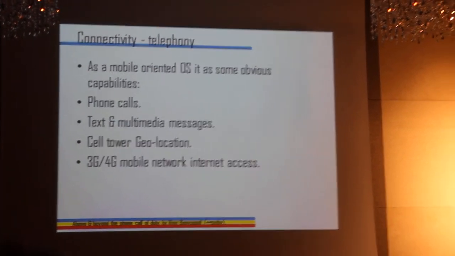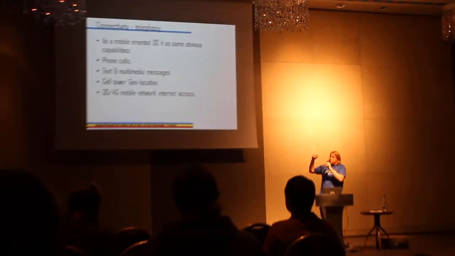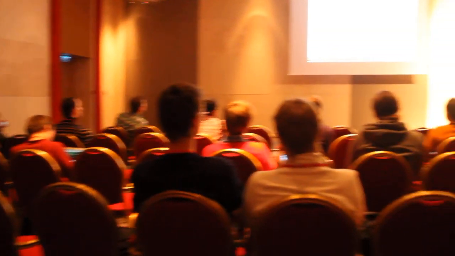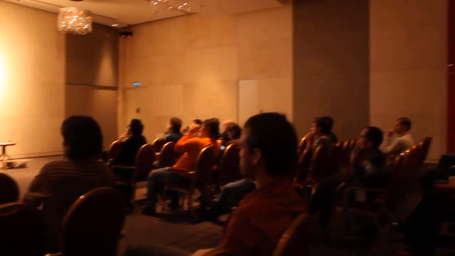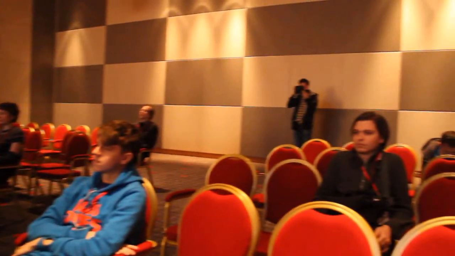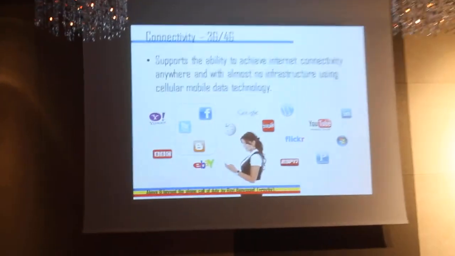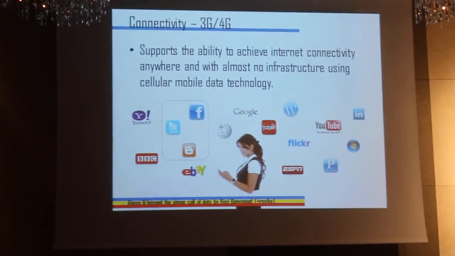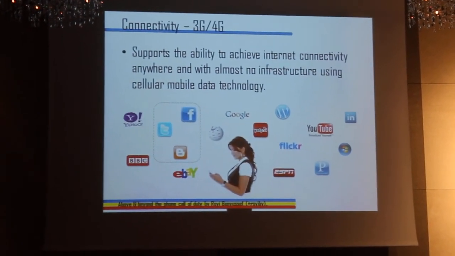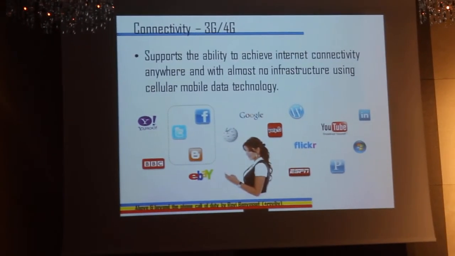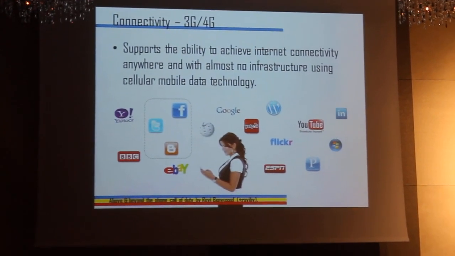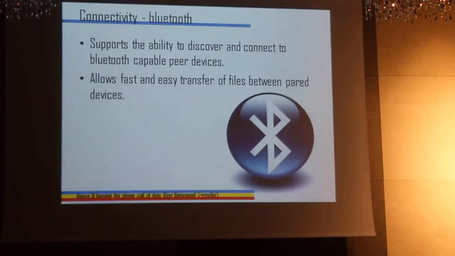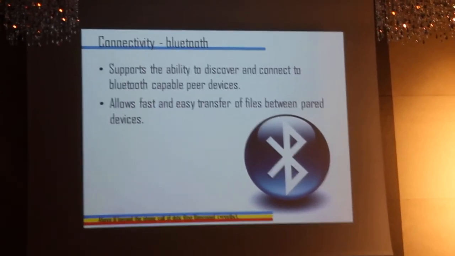Connectivity, if you have a connectivity device, you can obviously call the phone and text message, but you can also have geolocation using cell towers, and you have the ability to use 3G or 4G mobile networking, which means you have internet anywhere, wherever you want. That seems a bit trivial, but to do this on an embedded Linux device or Windows, I can't remember the name, there's an embedded Windows something, you have to build your own driver from scratch, which is not very good.